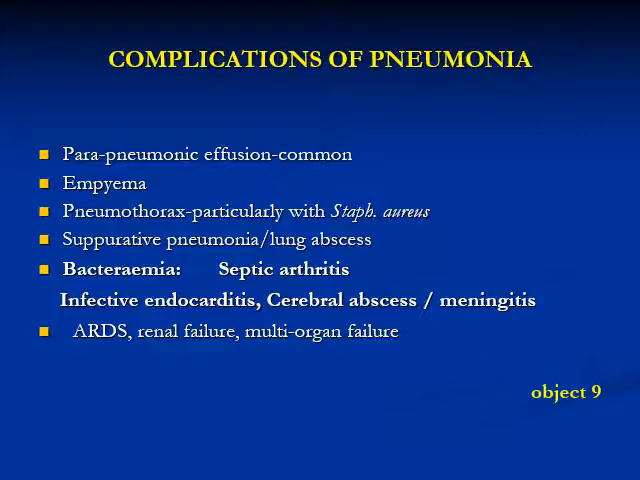Other severe pneumonia may lead to suppurative pneumonia or to lung abscess. Sometimes the bacteria may enter the bloodstream and result in septicemia or bacteremia. So this infection may go to the joint, resulting in septic arthritis. It may go to the heart, causing infective endocarditis, and may also develop an abscess inside the brain or lead to meningitis.